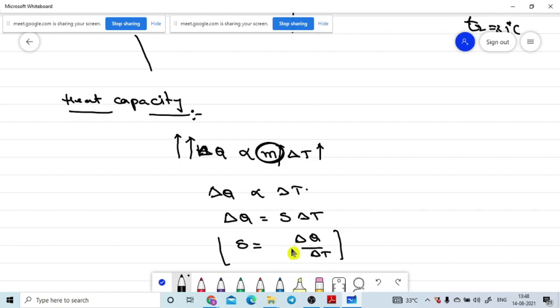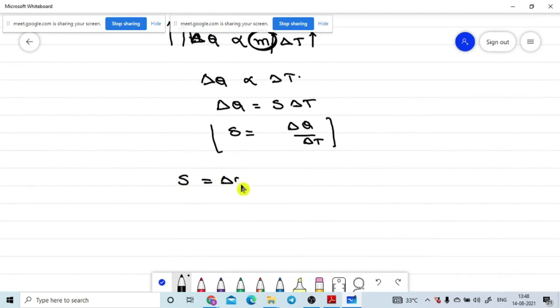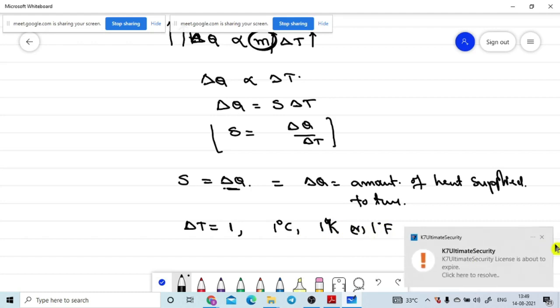See, how can we define this? Heat capacity S is equal to delta Q only. Delta Q is nothing but the amount of heat supplied to the system. Is it correct? Supplied to the system. For it to become dq, this dT value must become 1. So what is the 1 meaning? It may be 1 degree Celsius, it may be 1 Kelvin, or it may be 1 degree Fahrenheit. Like that we need to write the temperature.